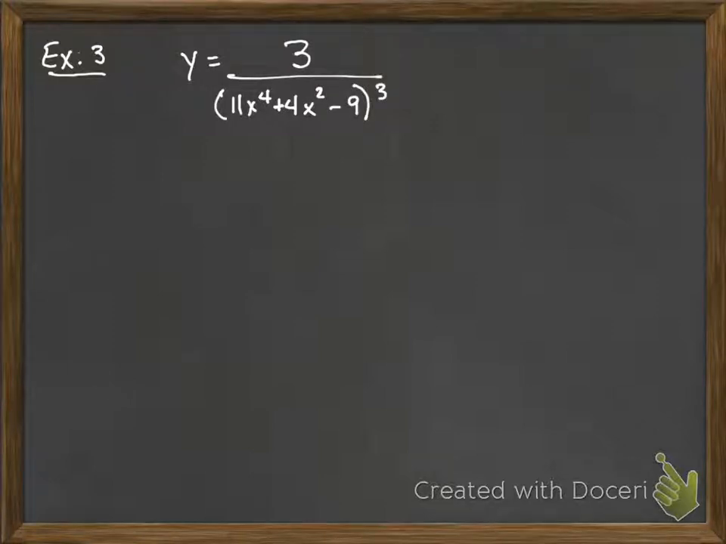All right, so example 3. You got y equals 3 over this whole conglomerate of stuff: 11x squared plus 11x to the 4th plus 4x squared minus 9. All that is raised to the 3rd power. So again, I don't want to do anything with quotient rule. I want to try to get this into a power rule scenario so I can use power rule and then use the chain rule. So I'm going to take this whole thing in the bottom and move it up to the top. I'm going to get rid of the fraction.